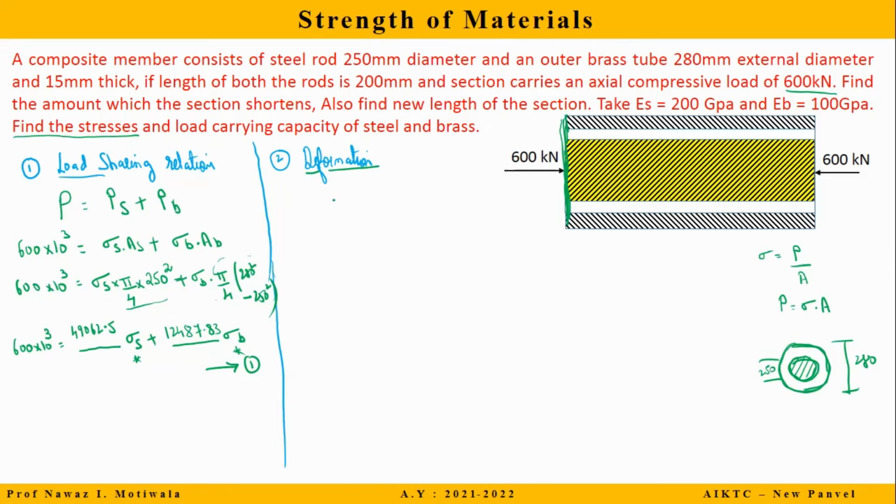As we discussed, the deformation will be the same, so I can write delta L for brass will be equal to delta L for steel, because it is a composite material. They are rigidly attached to each other. Hence, the deflection in the first material will be equal to the deflection in the second material. Now, delta L of B is equal to delta L of S.